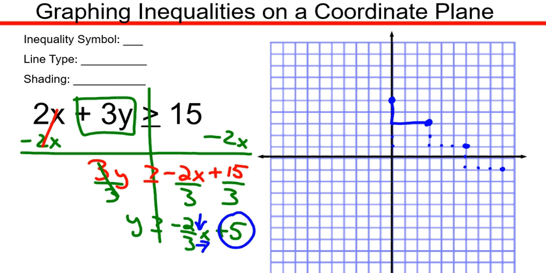Now we have to be careful before we draw our line. We have to go back and look at our inequality symbol because this is important. This example has an underline underneath it, which we learned in our notes previously means I use a solid line. And because it says greater than, I am going to shade above the line.